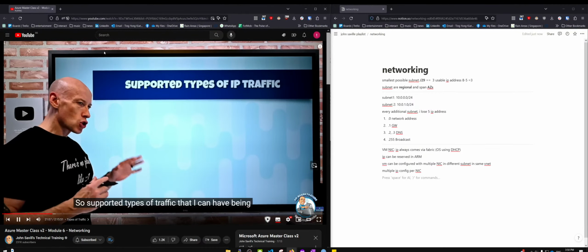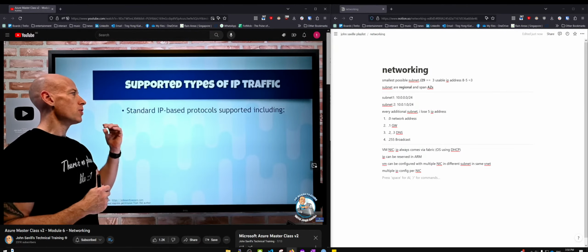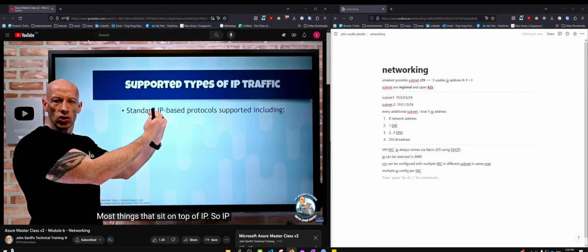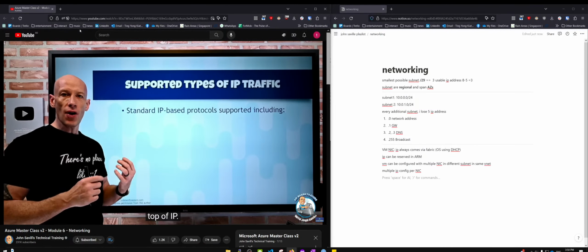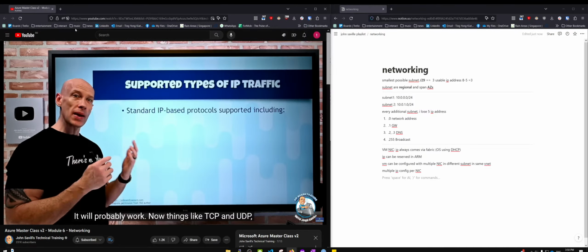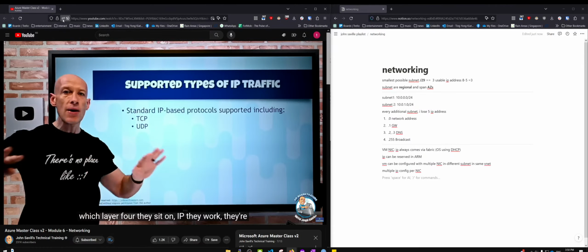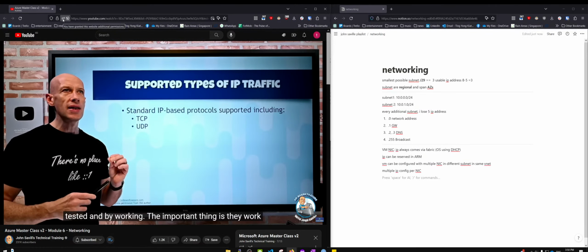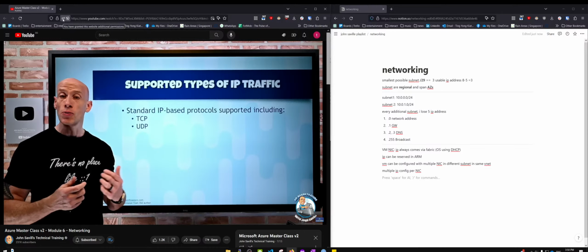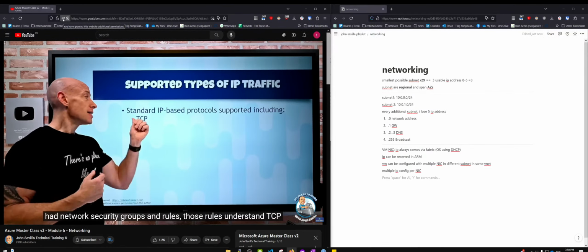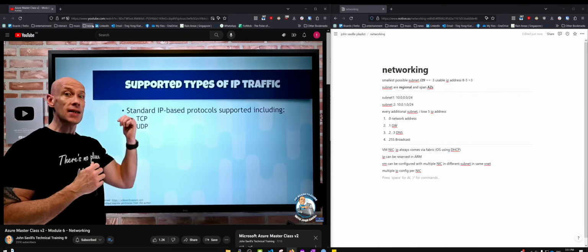So, supported types of traffic that I can have being used on that virtual network. It really boils down to most things that sit on top of IP. IP is layer 3, so if it sits on top of IP, it will probably work. Things like TCP and UDP, which are layer 4, sit on IP, they work, they're tested. And by working, the important thing is they work with other components of the virtual network. So if I had network security groups and rules, those rules understand TCP and UDP. Load balancers have rules that can be defined in terms of TCP and UDP.